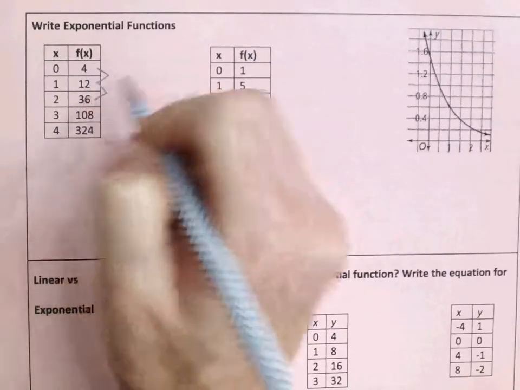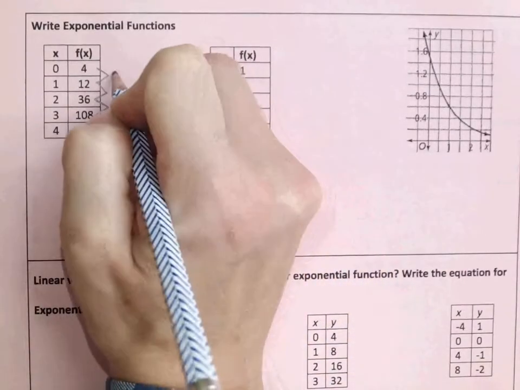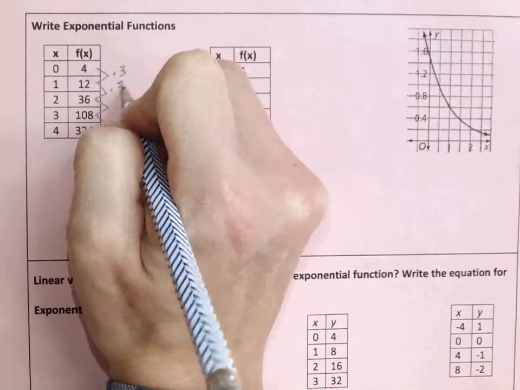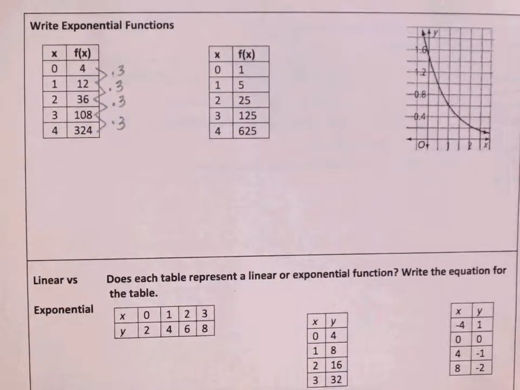12 times 3, we do get 36. 36 times 3, we do get 108. So we see that our constant ratio, okay, is going to be to multiply by 3 each time.